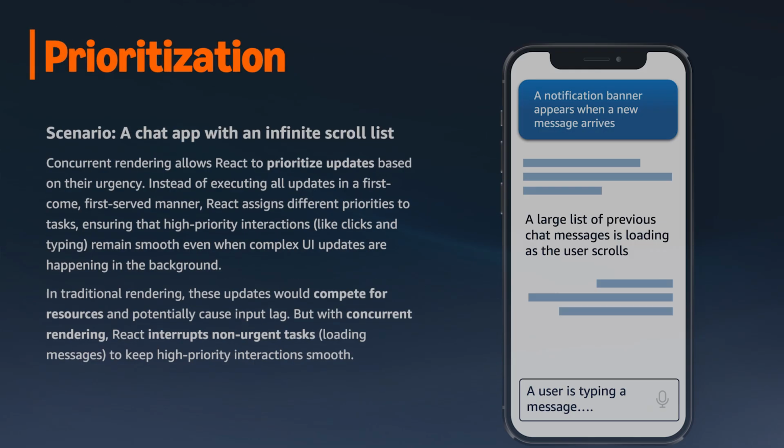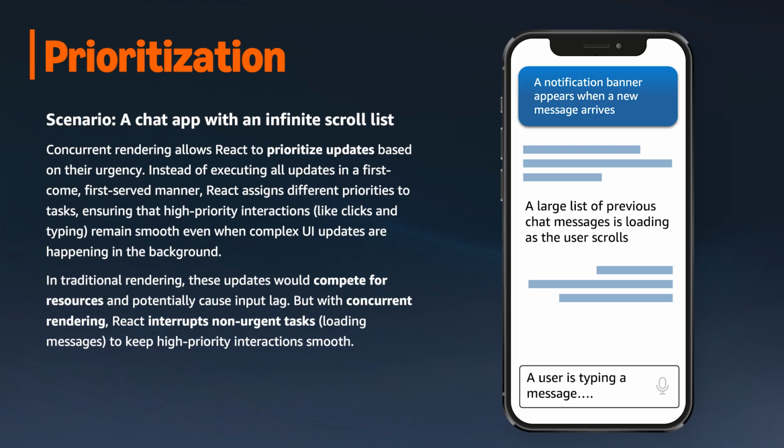Now I'm going to talk you through a couple of examples. The first example that we're going to talk through is a scenario where you have a chat application with infinite scroll list, and we'll talk about how prioritization becomes useful. With concurrent rendering, you can prioritize the urgency of updates, versus traditional rendering, where you have first in, first out, first come, first serve rendering.